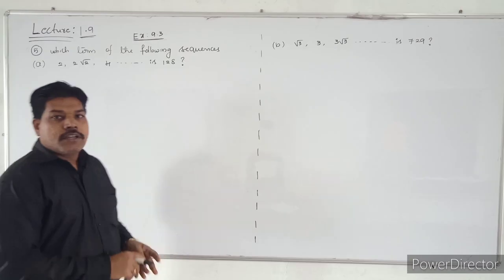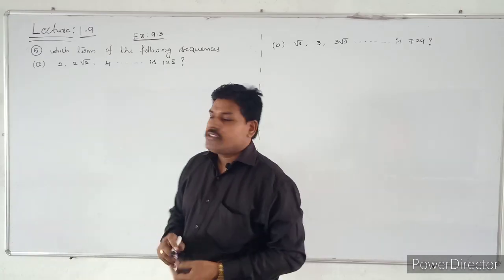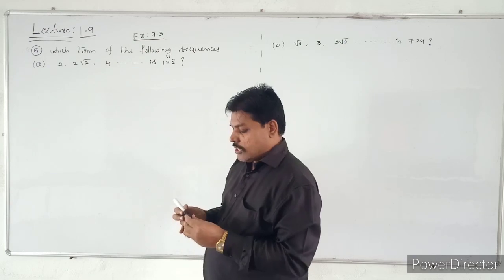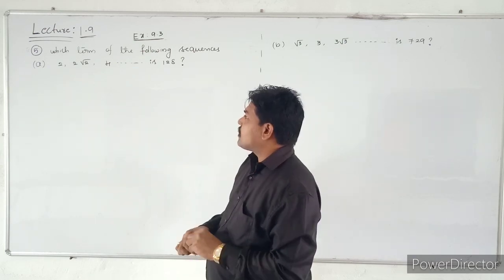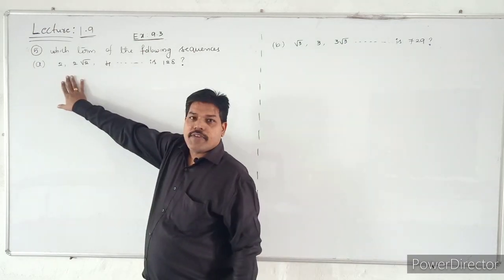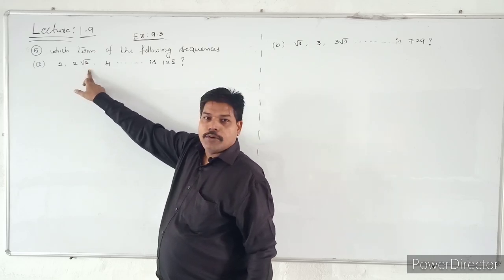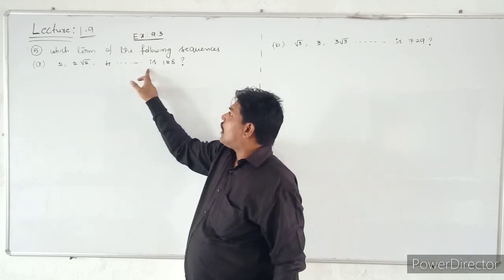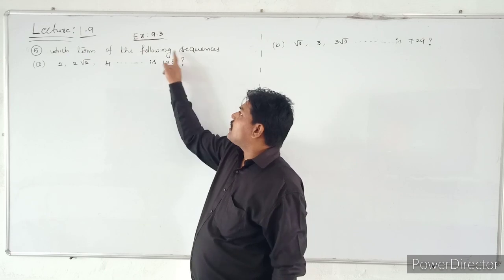Okay. See students, see question number 5. In question number 5, see the first question, what they are asking you. The sequence is given: 2, 2 root 2, 4 and so on, is 128. So that means it is one term.